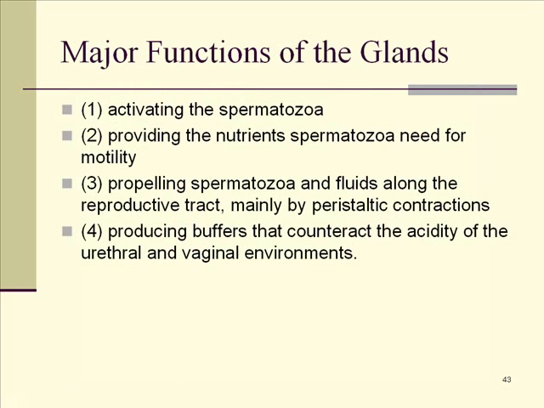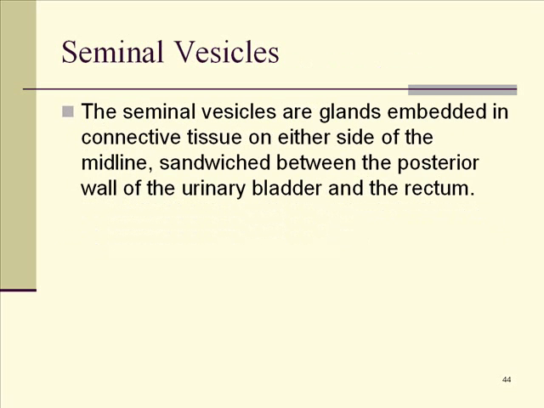Major functions of the glands: activating spermatozoa, providing nutrients for spermatozoa, propelling spermatozoa and fluids along the reproductive tract, mainly by peristaltic contractions, which we've already talked about, and producing buffers to counteract the acidity of the vaginal environment. The vaginal environment is acidic. For the sperm to survive, there have to be buffers to counteract the acidity in the female vagina. Seminal vesicles are glands embedded in connective tissue on either side of the midline, sandwiched against the posterior wall of the urinary bladder.